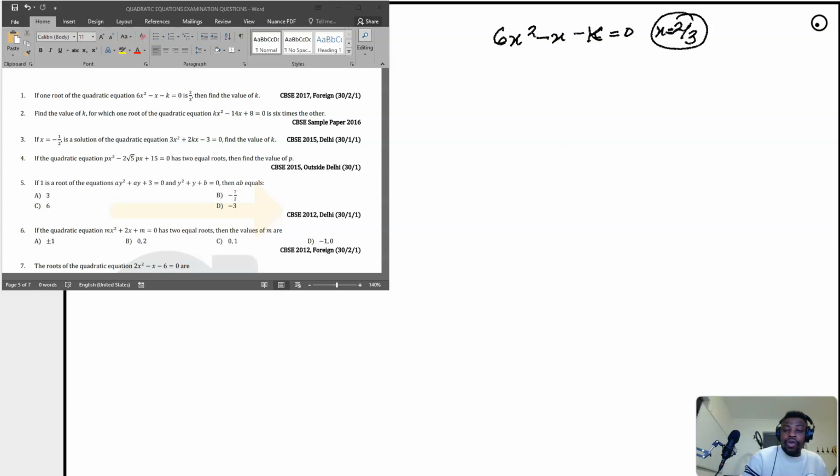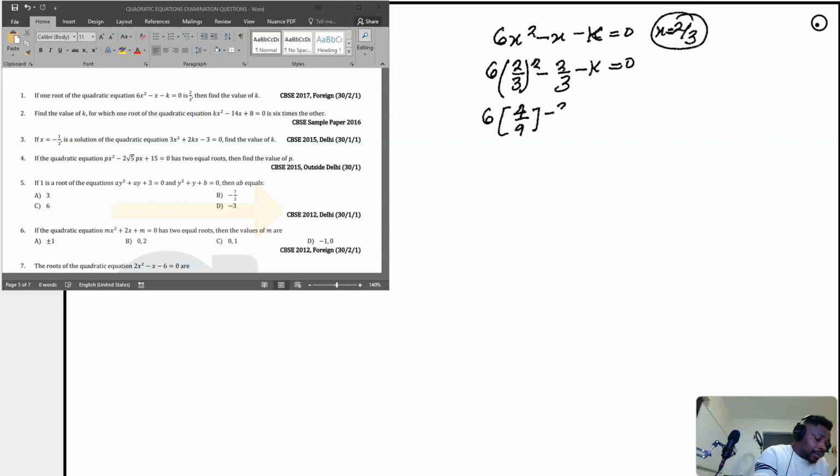Remember, when you are given one root and it asks to find the other root, you just need to substitute the root given to you in the quadratic equation. So x is 2 over 3. So I will put x as 2 over 3, okay, to get k. So this is 6, this is 4 over 9, 2 over 3. Let's take k to the other side.